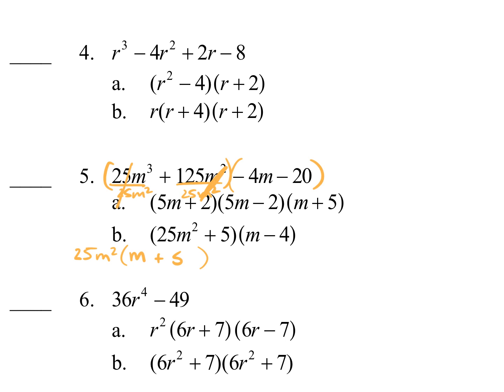Let's do the same thing with the second group. What's our GCF in the second group? -4. When we take out a -4, we're left with m plus 5. Remember, in order to group, we need our parentheses to be exactly the same because those are going to group together in one parentheses. My first parentheses is going to be m plus 5. And then the 2 outsides are going to go together for my second parentheses. So that would be 25m to the 2nd power minus 4.